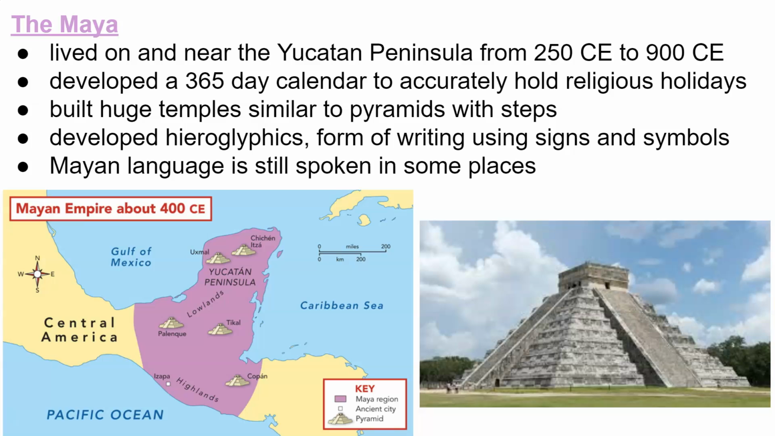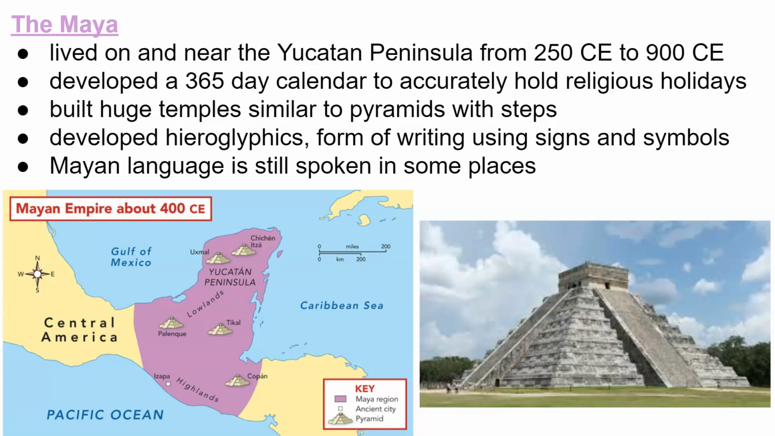But among them are the development of a 365-day calendar, which we still use today. Mayans created this in order to accurately hold religious holidays, but it is something that certainly has been adapted and continues to be used today. They also built huge temples similar to the pyramids, except with steps. And also similar, of course, to the Egyptians is the creation of hieroglyphics. And this, again, is a form of writing that uses signs and symbols.